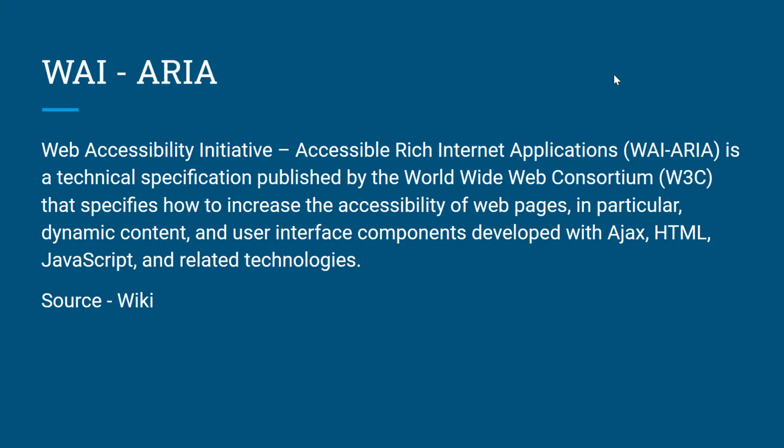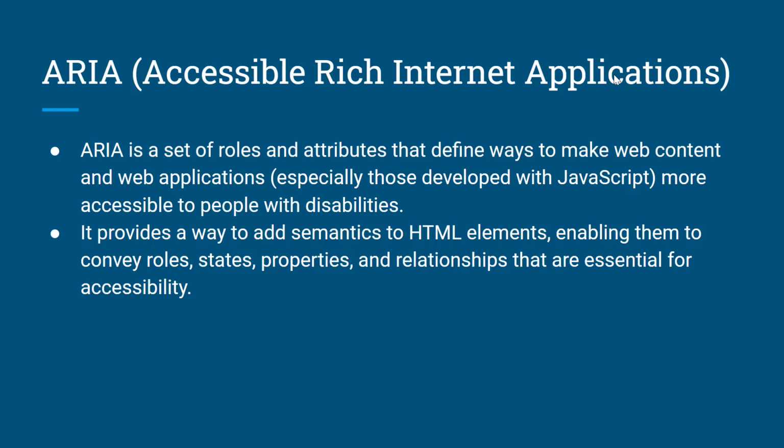So basically, W3C provides guidelines to make any website accessible. Now let's understand a few more terms. ARIA, which is Accessible Rich Internet Applications. ARIA is a set of rules and attributes that define ways to make web content and web applications more accessible to people with disabilities. It provides a way to add semantics to HTML elements, enabling them to convey roles, states, properties, and relationships that are essential for accessibility. Let me give you some examples.